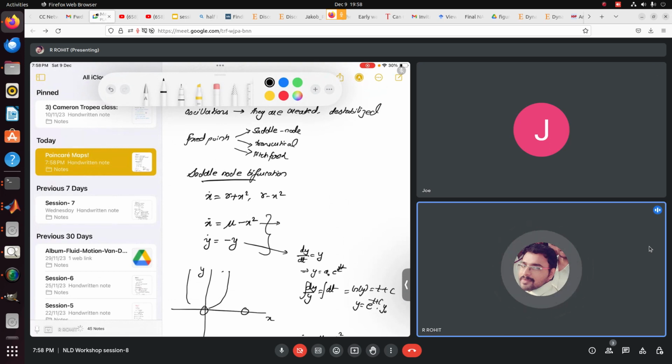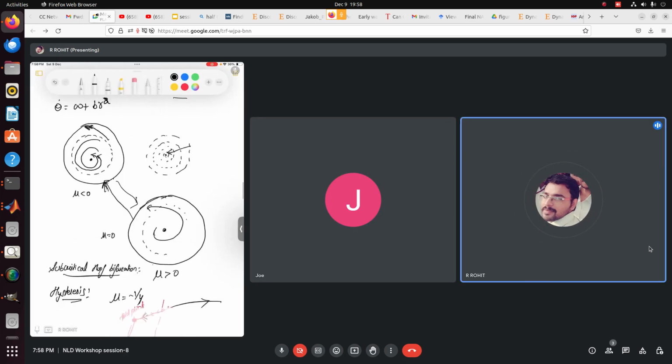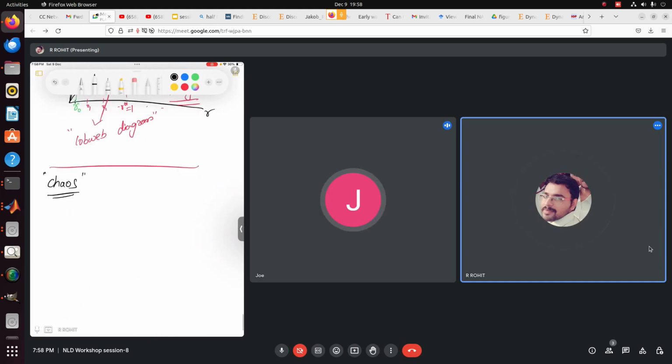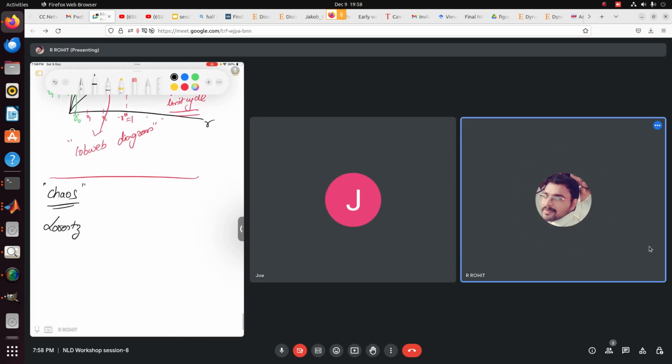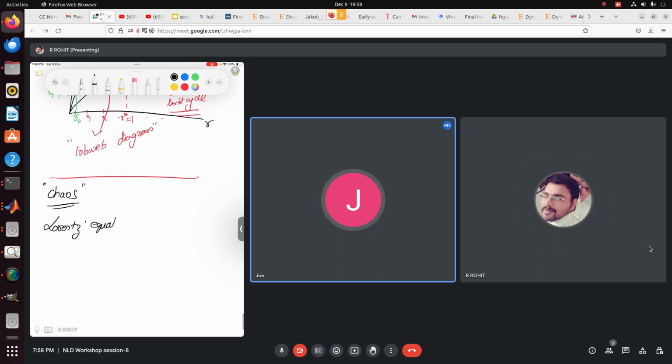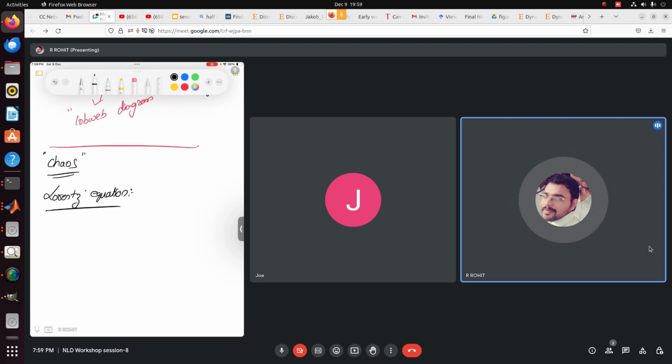So when we are saying the term chaos, the first person who has talked about this was Lorentz, and we come to his equation called the Lorentz equation. The Lorentz equation is a simple model. It is something like this: x dot is equal to sigma times (y minus x), y dot is equal to rx minus y minus xz, and z dot is equal to xy minus bz.